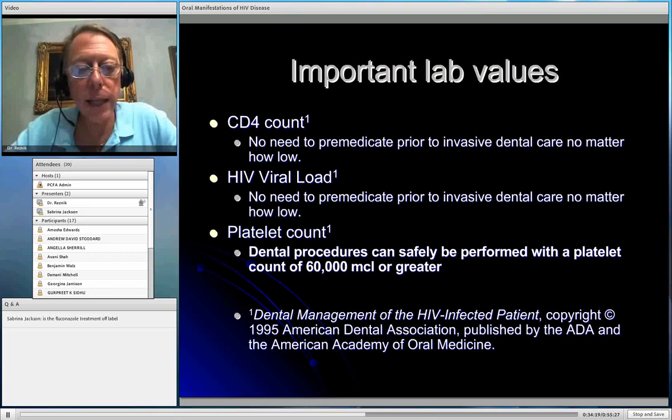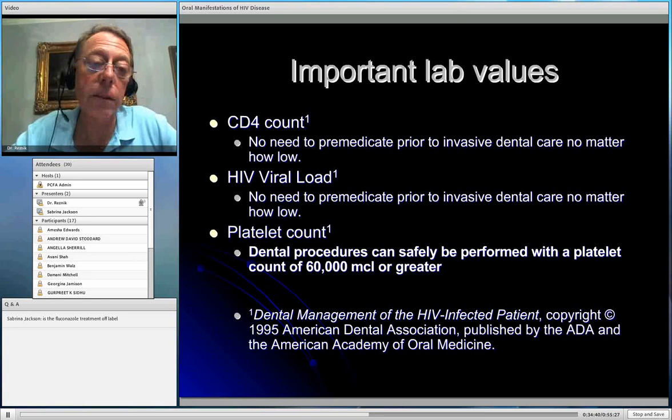So our important lab values. I have three that I've listed here so far. CD4 count, there's no need to pre-medicate. This was put together by the American Dental Association and the American Academy of Oral Medicine. They are the gold standard. Viral load, there's no reason to premedicate based on a high viral load. Platelet count is an important one to know. The platelet count must be 60,000 or higher.